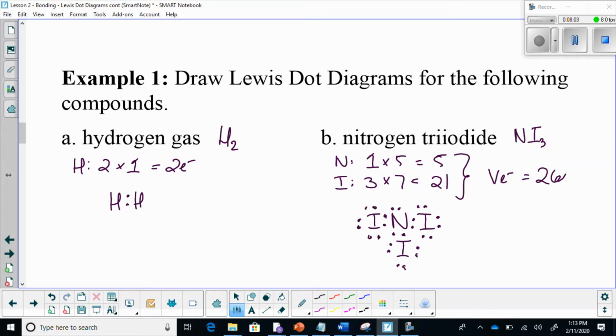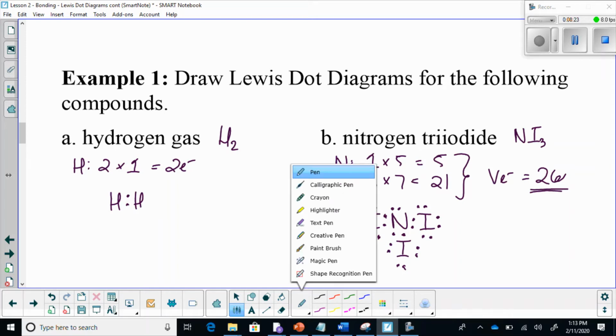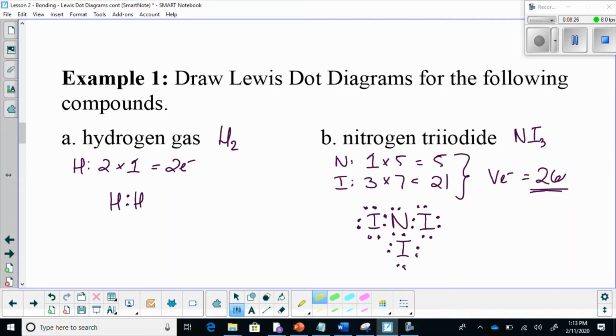Okay, the final thing that we need to do before we complete the octet, before we submit our final answer. First thing you're going to do is count. Make sure there are 26 valence electrons present. 2, 4, 6, 8, 10, 12, 14, 16, 18, 20, 22, 24, 26. So we're good. The next thing I want you to make sure is that you have 8 valence electrons around everybody who requires an octet. So nitrogen has 8, iodine has 8, 8, and 8.